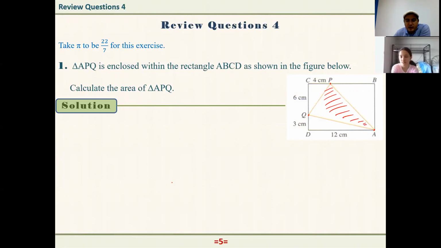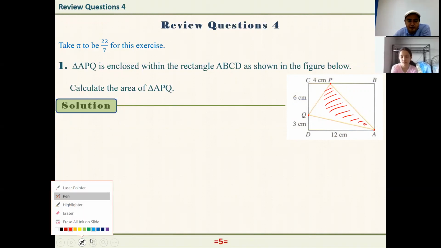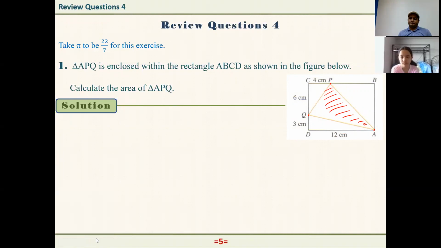So what do you think, Shahina? How do we calculate the area of APQ? I think we have to erase the other part out, and I think we've done this before.